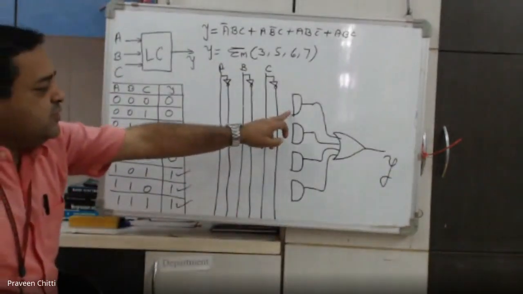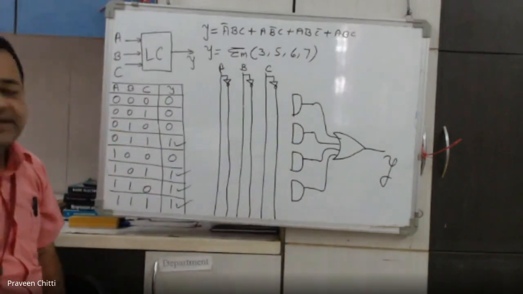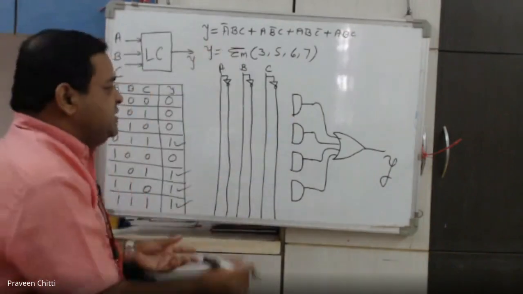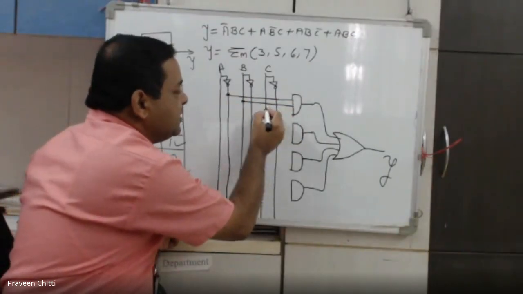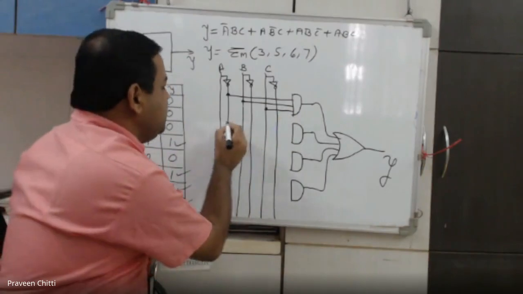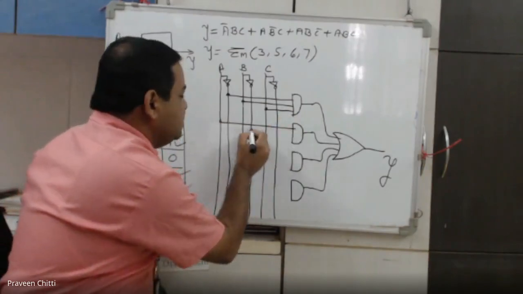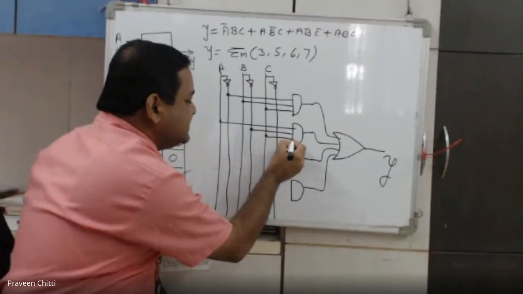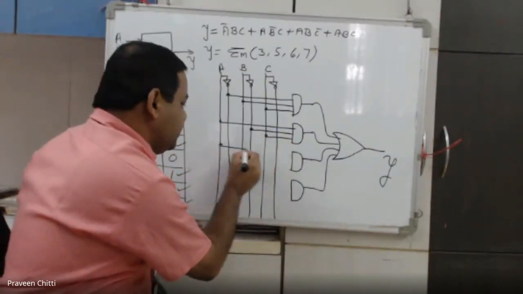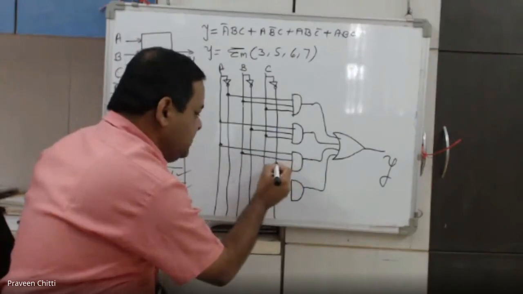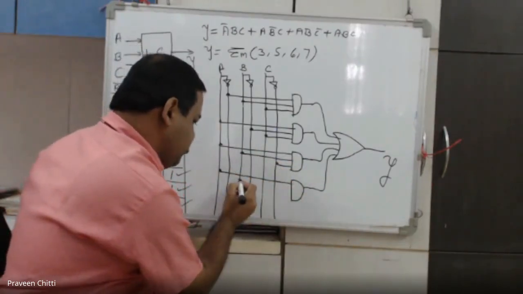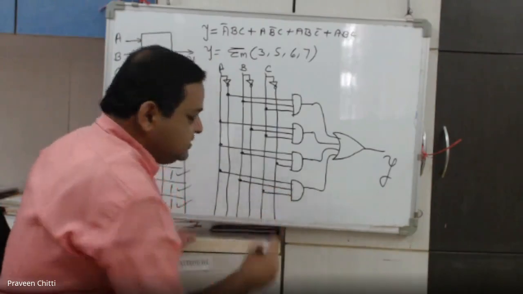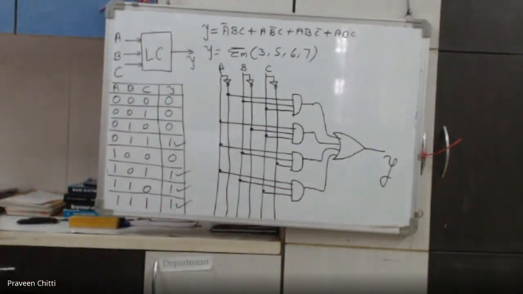What product term do you need from the first AND gate? A bar BC. So take A bar, B and C. Next, A, B bar, C. Next, A, B, C bar. And lastly A, B and C. That completes the design of the given logic circuit.